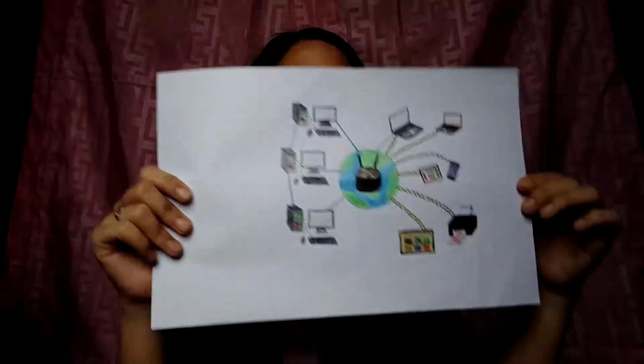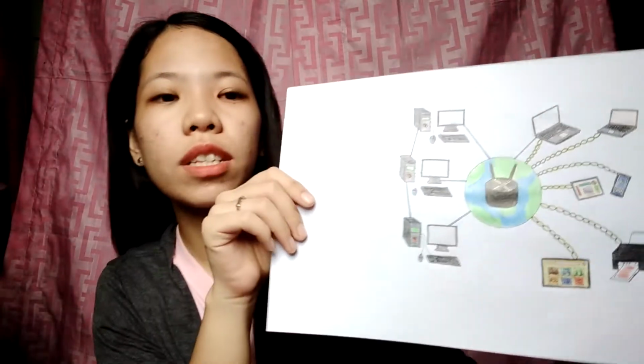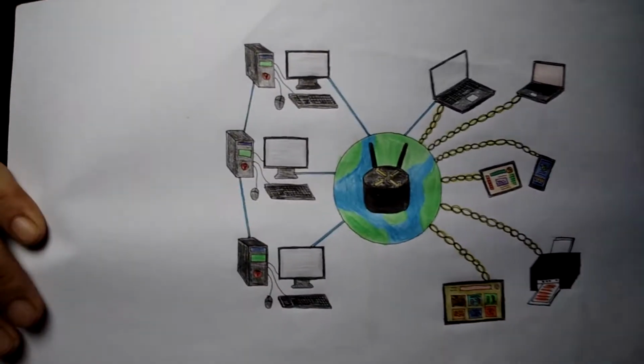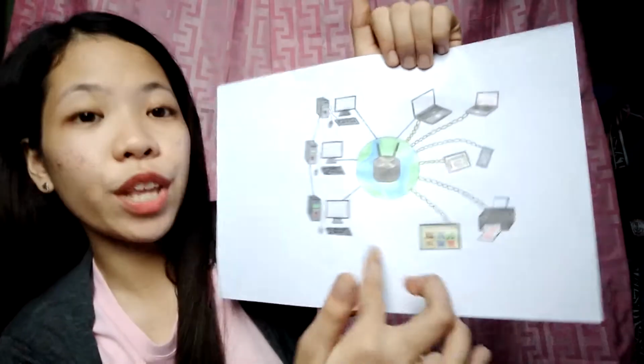So the title of this activity is draw your concept of internet now, and its objective is to identify the common components of a network. In this activity, I've used my knowledge that I've acquired throughout chapter 1. So this is my drawing. This is how I interpret internet now. This is my concept of internet.